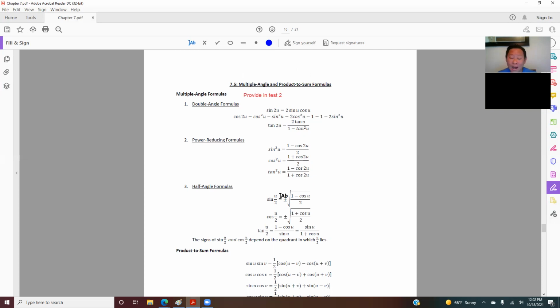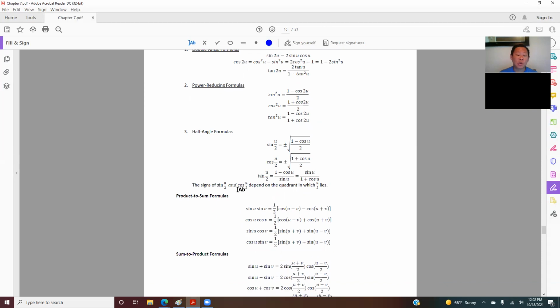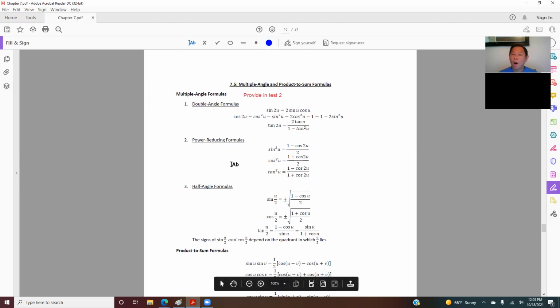Some of you asked me whether the name is important. Yes, it is. Make sure you know that this is called product to sum and this is sum to product. I will tell you what a formula is, so you know what it is. So why do we call this double angle, why do we call this power reducing? Make sure you know this. This is very important, especially for test 2.